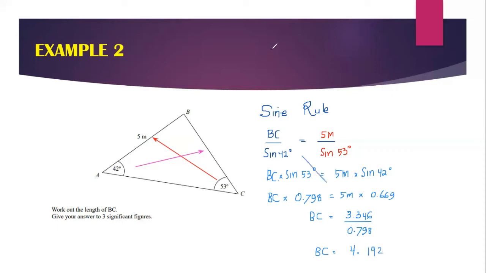4.192. Okay, students, the question is we have to give the final answer in 3 significant figures. So you have to round off the number for the final answer. So BC is 4.19, right? Clear, everyone? The unit dimension is centimeter, right? So BC is 4.19 centimeter.